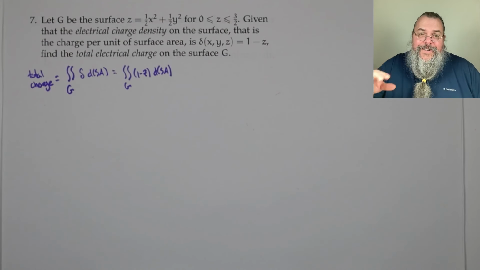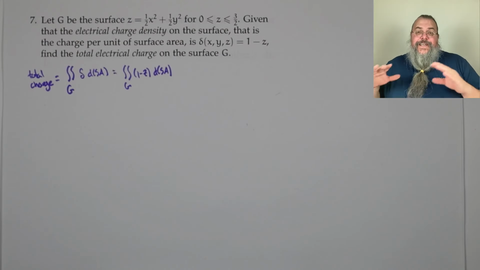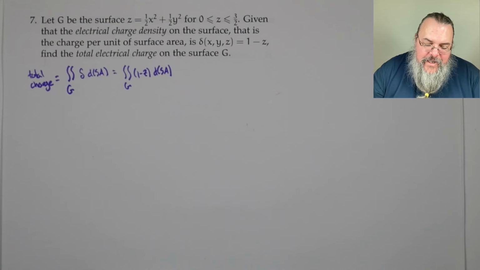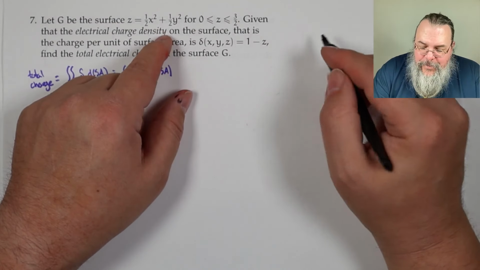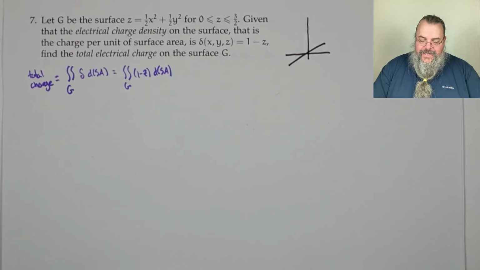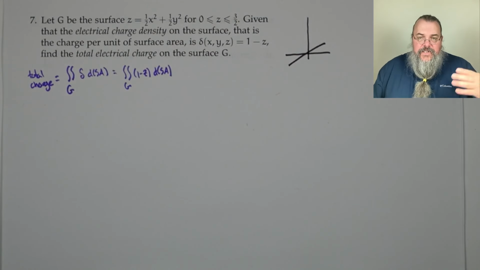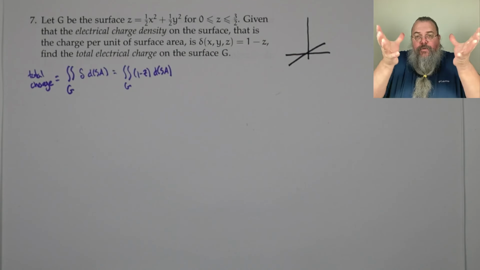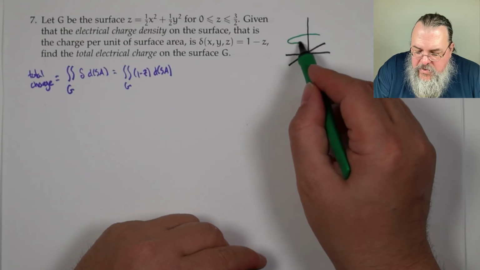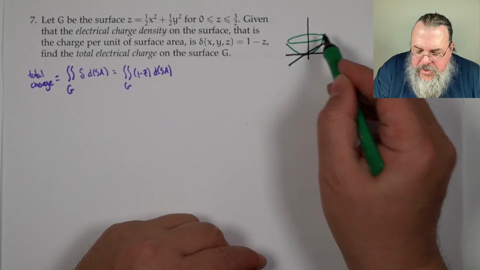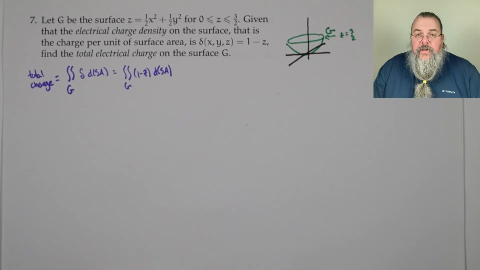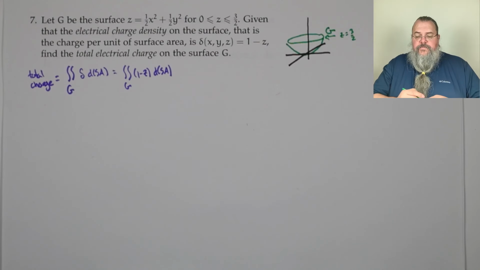So let's talk about what this surface is and get some intuition. Well, we have z is a half x squared plus a half y squared, and so that should look familiar. What is that? Well, that's a paraboloid. It's a bowl that opens up. It's sitting right on the xy plane, and it's opening up. So here's our surface G. And we stop it here at z equals 3/2. And z equals 0 is the bottom of the bowl.